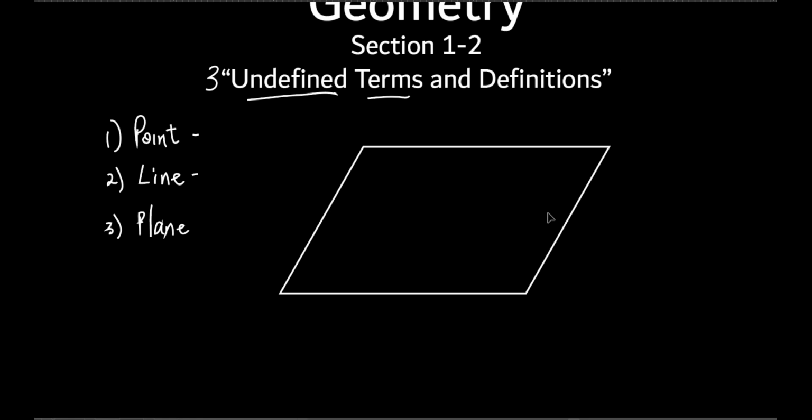Now, what a plane is, if a line is a whole bunch of points, then a plane is a whole bunch of lines. That's right. So a plane would be like this screen right here. See how it's flat? It's a flat surface. That's basically what a plane is. So if you look in here, there's a lot of planes in here. The ceiling would be considered a plane. It's just a flat surface.